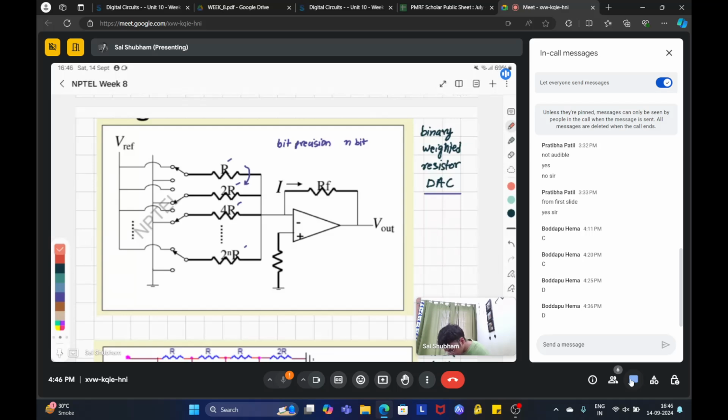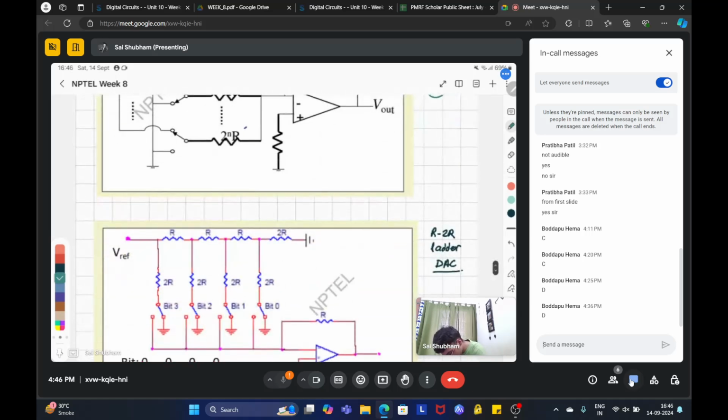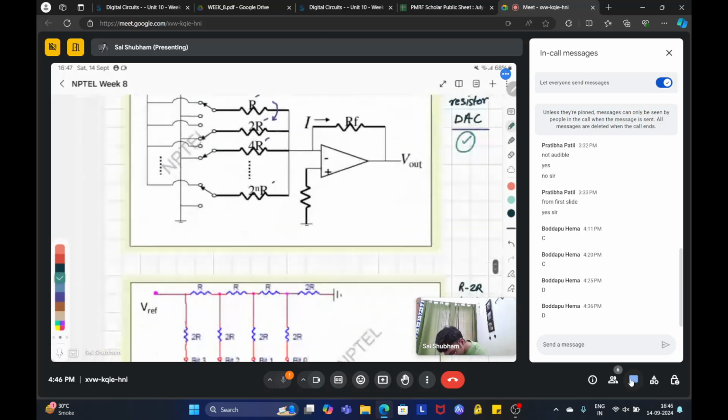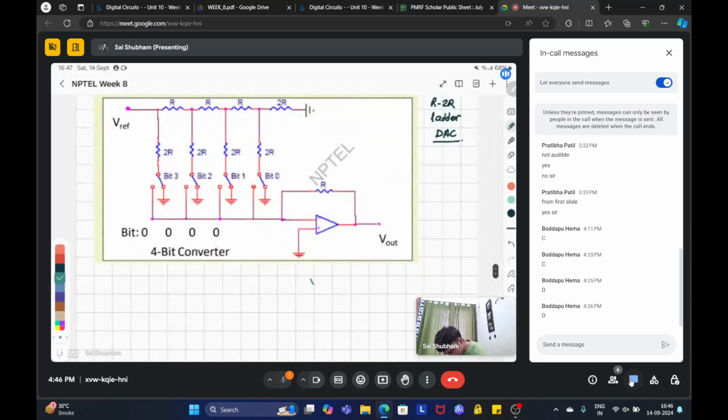I think I've explained the different kinds of digital to analog converters. So in this case, depending upon your switching, we will have R by R plus R by 2R. That will give you your V out. So this is also done.